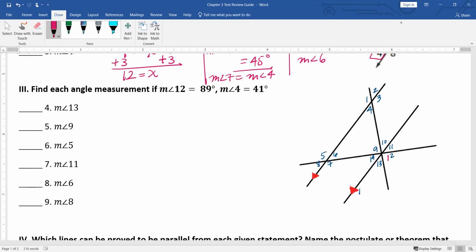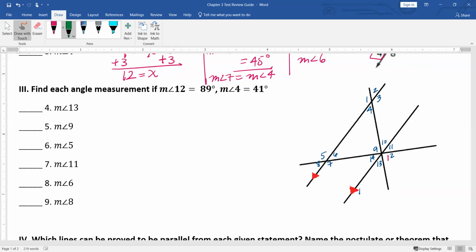So this one is very similar to one you're going to see. What I want to do is, they've given us the measurement of angle 12 and the measurement of angle 4. So I'm going to go ahead and put those measurements in there. Then I'm going to look at my graph.